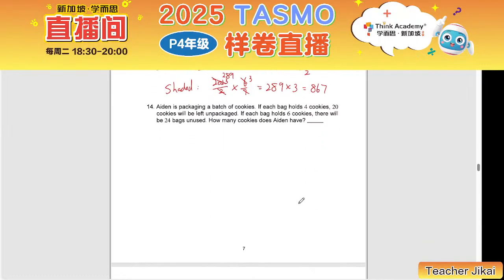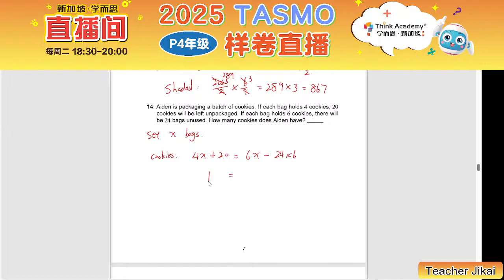Alright. Question 14. Aiden is packing a batch of cookies: 4 cookies per bag with 20 cookies left unpackaged, or 6 cookies per bag with 24 unused. So we can just set x bags, right? With 4 cookies per bag, it is 4x, and 20 left unpackaged. It will be equal to 6 per bag, and still 24 not used, so we are still short 24 times 6 cookies.